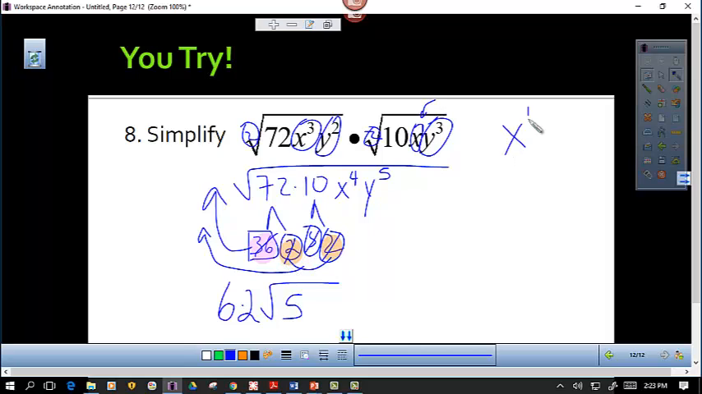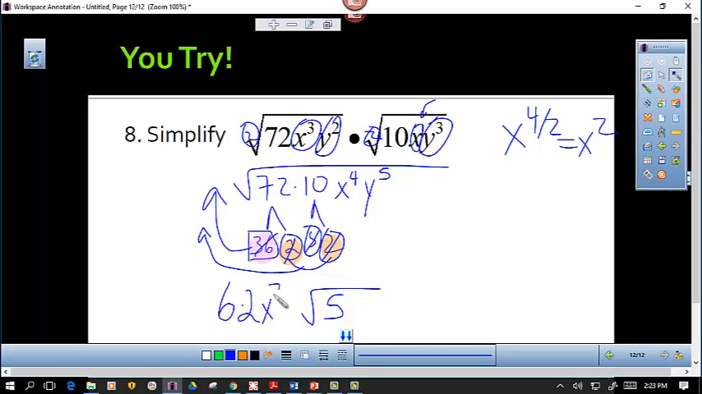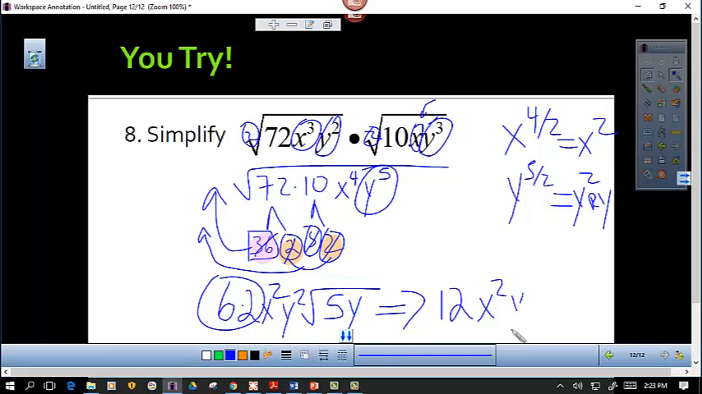Now let's deal with the variables. We have x to the 4th. I divide that by the index. I get x squared, so that x squared comes out. So, of course, I did not do this very well, so what I'm going to do is write it like that. And then we have x squared. And then I'm going to do the y's. So y to the 5th divided by 2 gives you y squared, because 5 divided by 2 gives you 2 with a remainder of a y. That means you have a remainder of a y under here and a y squared out here. And then you simplify the remaining parts. We got 12 x squared, y squared, square root of 5y.